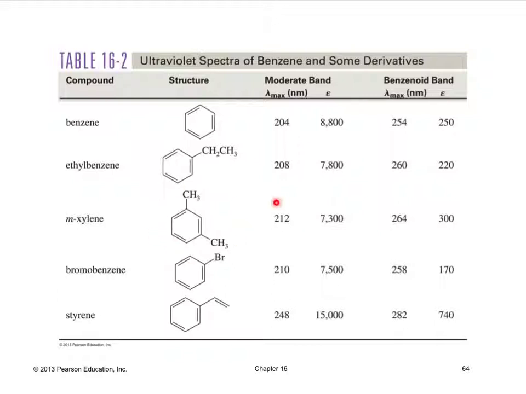Meta-xylene, again, shifts even more. You have electron donating groups in there, shifting to the right. Bromobenzene is shifted to the right, and then styrene. Styrene has an added level of conjugation. As a result, you have a larger shift to the right. And so this ends Chapter 16, Part 2.